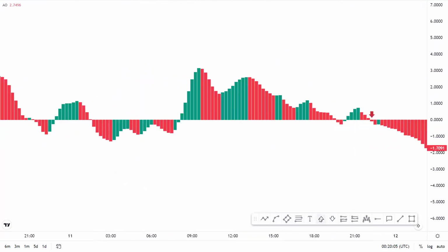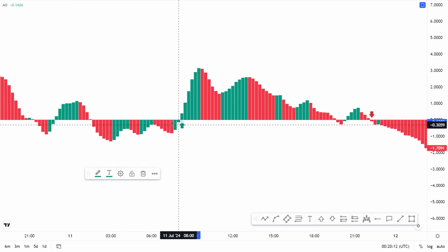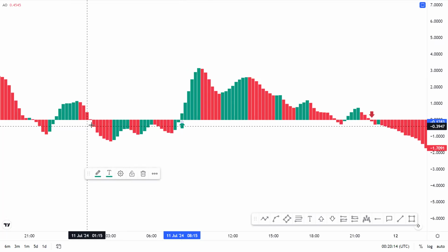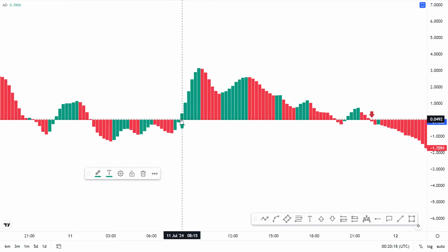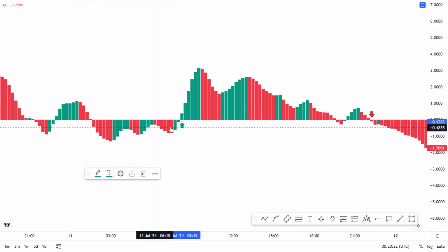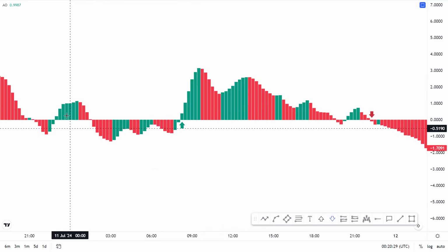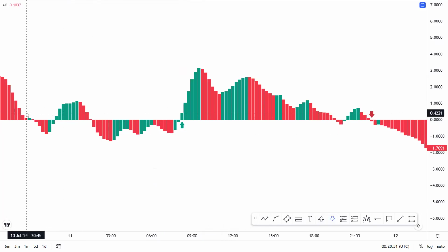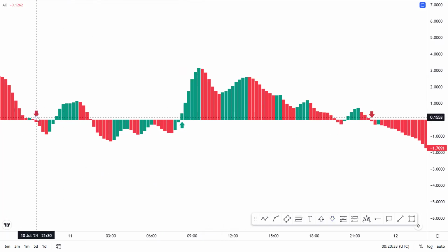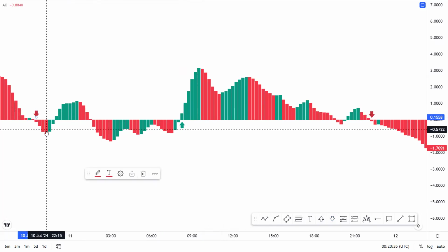Let's take more examples of this. Right here, we have ourselves the awesome oscillator cross from negative to positive. You can see previously we've been trading below. Right here, we have ourselves the cross from below to above. So we have the awesome oscillator cross from negative to positive. Right here, you can see we have the awesome oscillator cross from positive to negative.